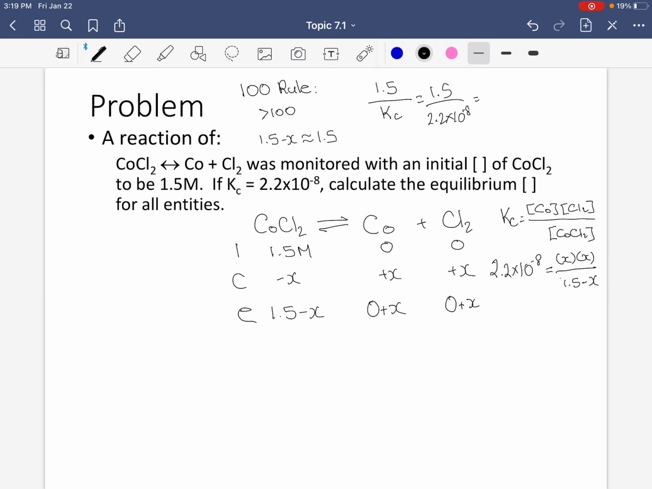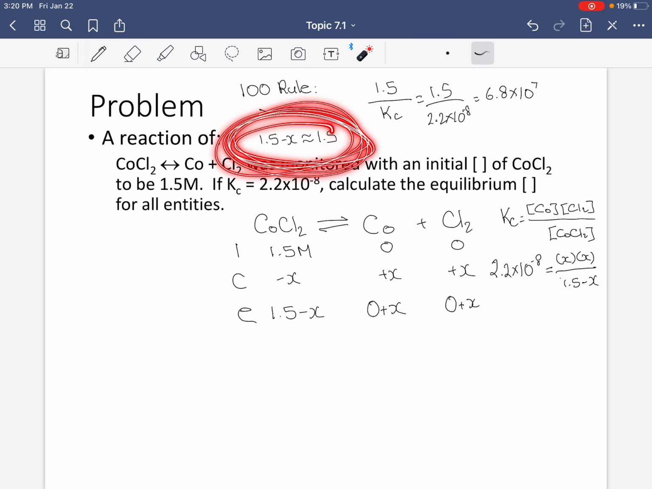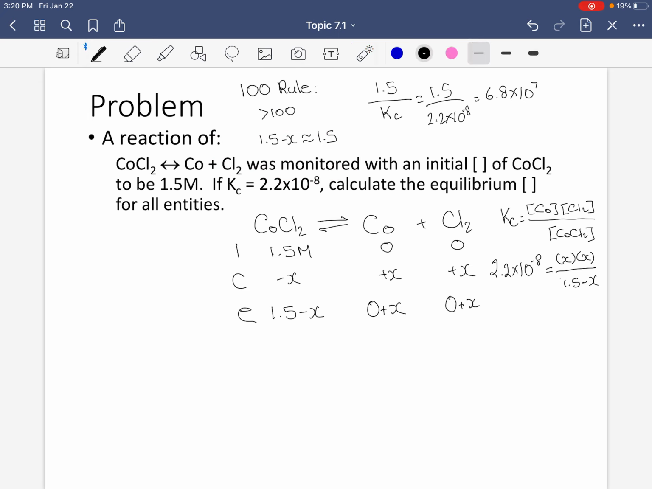I can tell you right now that this is going to be a huge number. This is the amount of money I have in my bank account. Is this bigger than 100? Hell yeah, it's bigger than 100. So that means this is true. Why is that a good thing? Take a look at this. Look how clean this looks now.